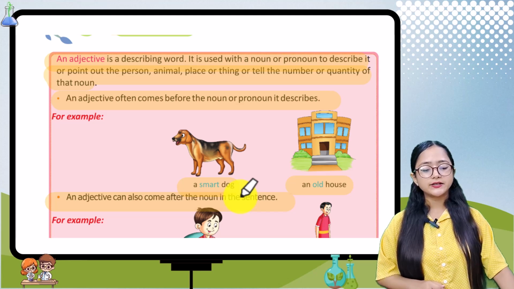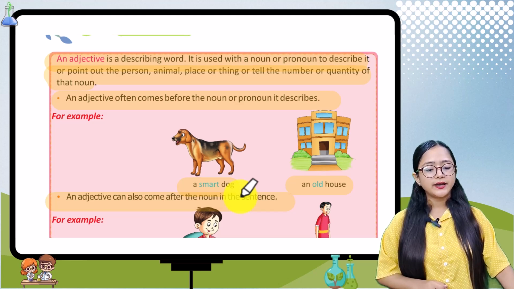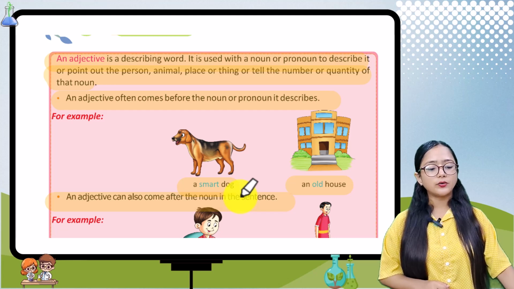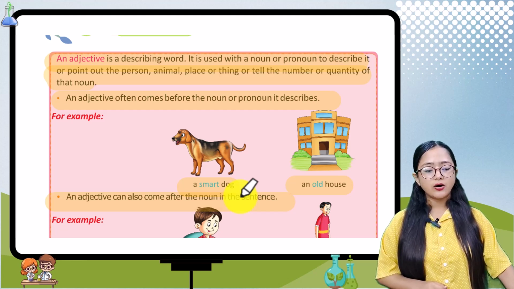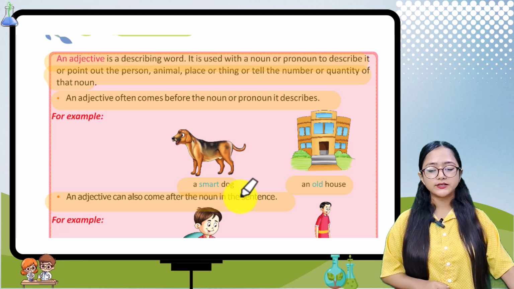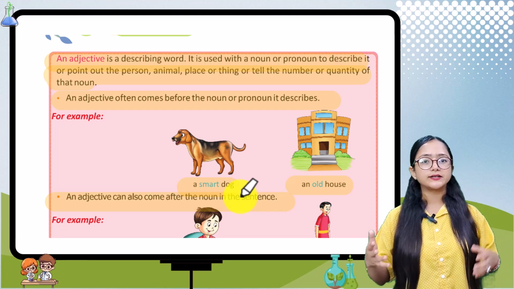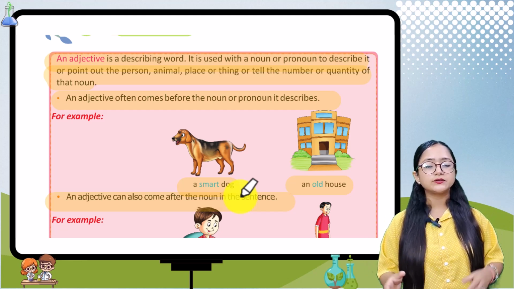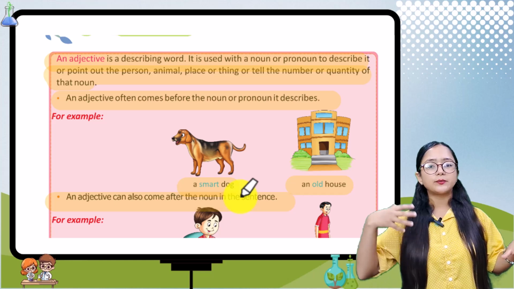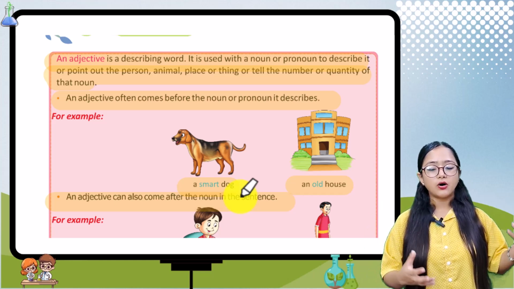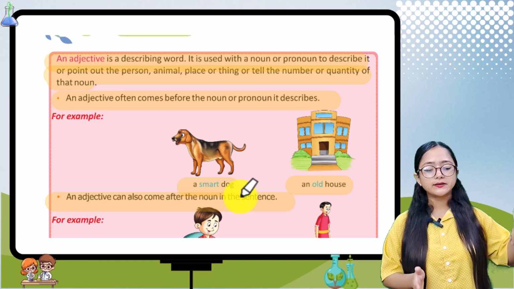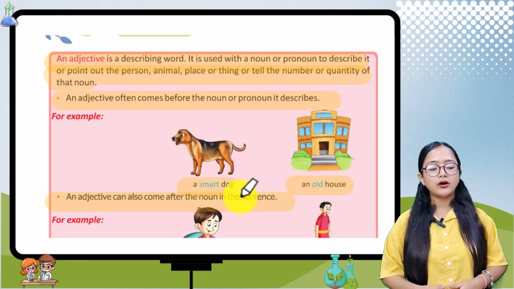An adjective is a describing word. It is used with a noun or pronoun to describe it or point out the person, animal, place or thing, or tell the number or quantity of that noun. So basically, adjective is what? Adjective is a describing word. It is used with a noun or a pronoun to describe it or to point out the person, animal, place or thing, or tell the number or quantity of that noun.